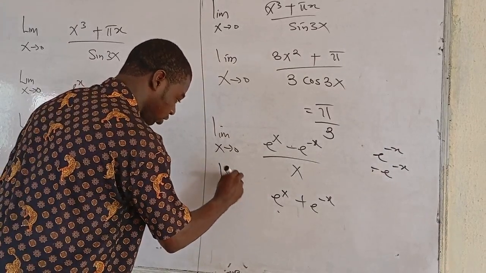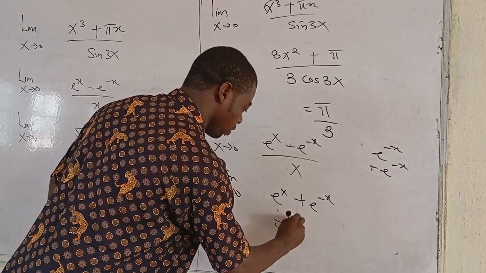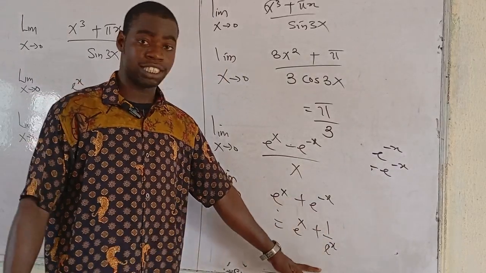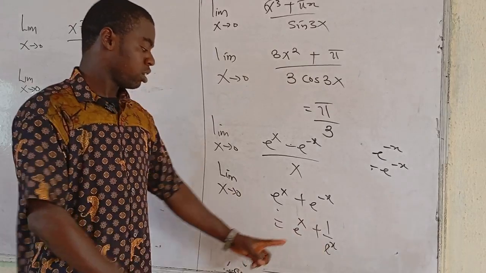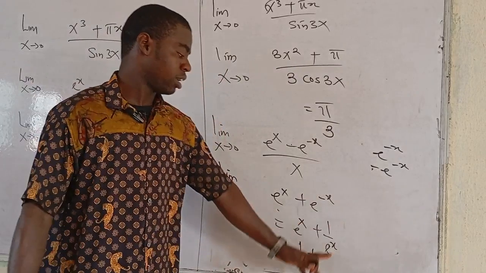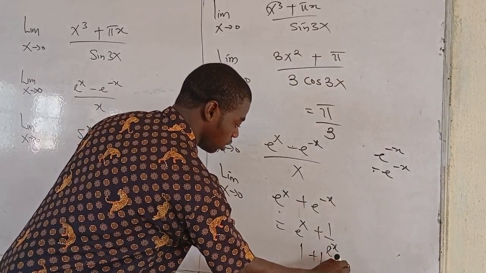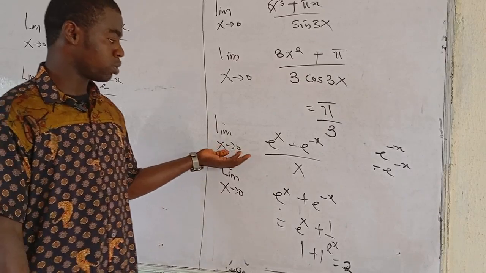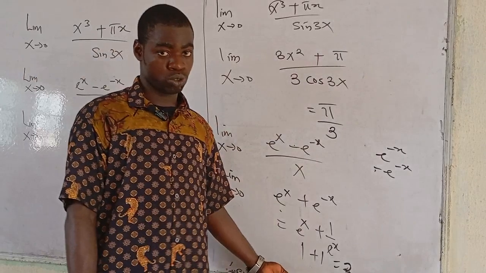And our limit for x approaching 0 will give us e raised to the power of x plus 1 over e raised to the power of x, by indices. So we can actually substitute 0 now. E raised to the power of 0 gives us 1, plus 1, all over 1, which is 2. So the limit as x approaches 0 of e raised to the power of x minus e raised to the power of negative x all over x is equal to 2.